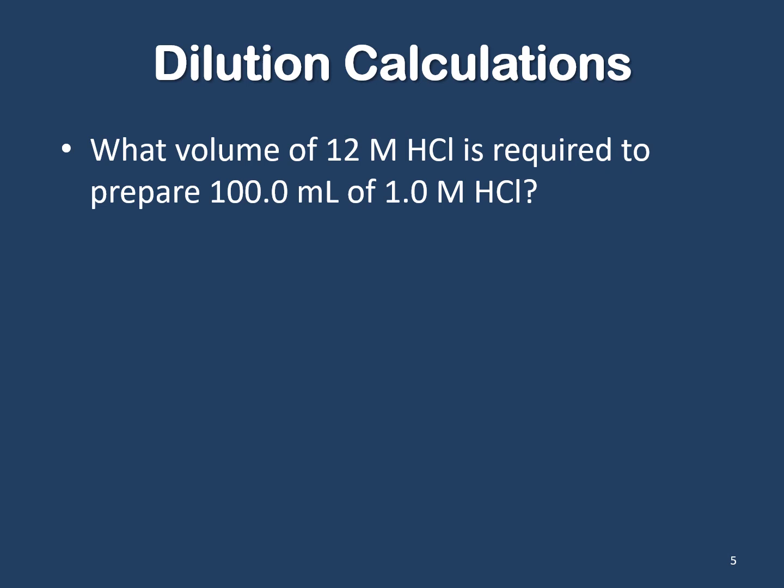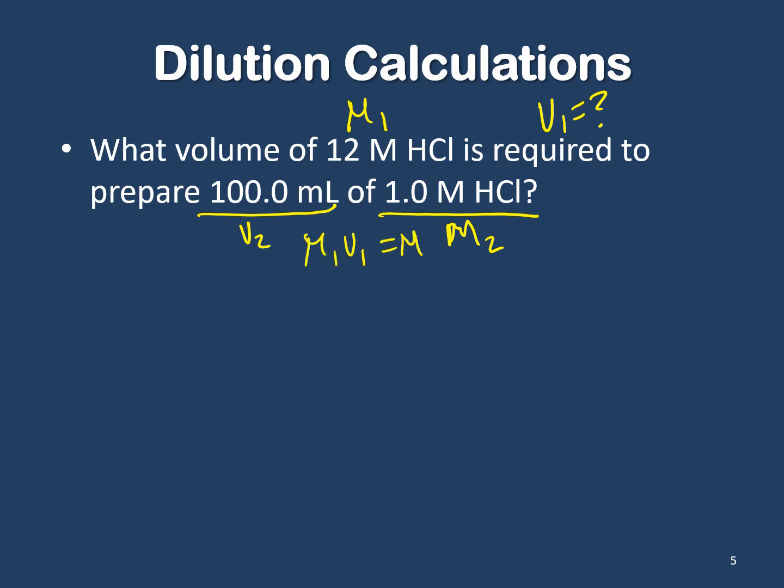What volume of 12 molar HCl is required to prepare a 100 milliliter solution of 1 molar HCl? Right, so this is V2, this is M2, and this is M1, and we're really being asked for what is V1, right? So if we look at that previous equation, M1V1 is equal to M2V2. We pretty much just can plug these values directly in. So 12 molar times V1 is equal to 1.0 molar times 100 milliliters.